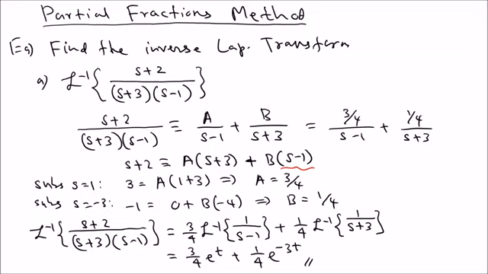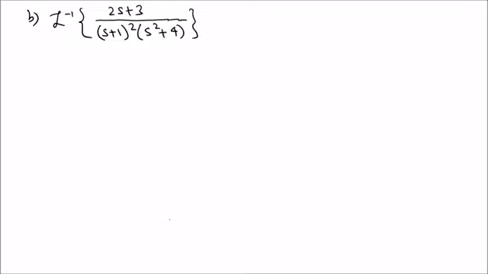Okay, let's do one more, a little more difficult example. Let's do the other one that we were trying to do. Let's say we have 2s plus 3 over s plus 1 squared times s squared plus 4. So we know how to write the partial fraction decomposition for that.